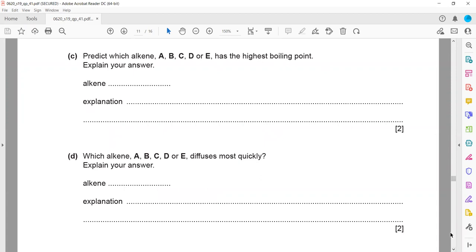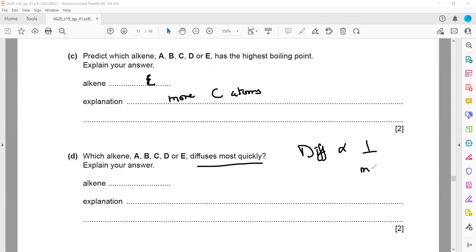Then which alkene A, B, C, D, or E diffuses most quickly? The rate of diffusion depends on what? Here E was the answer for the boiling point, because it has more carbon atoms. Now, which alkene diffuses the most quickly? Diffusion is inversely proportional to mass. The rate of diffusion and molecular mass are inversely proportional.